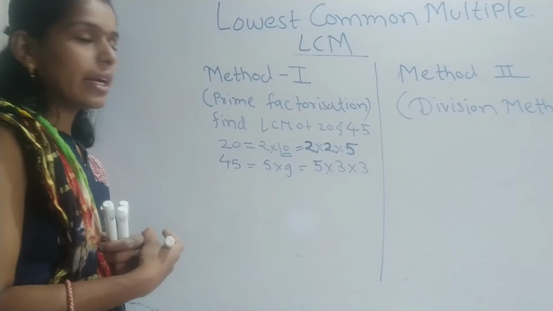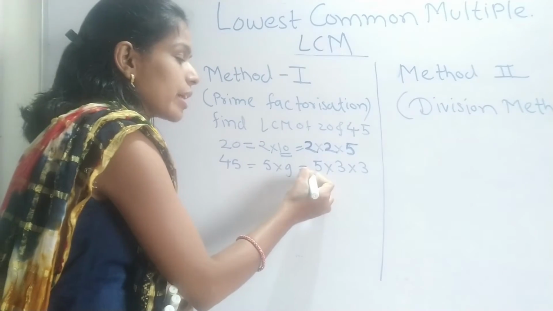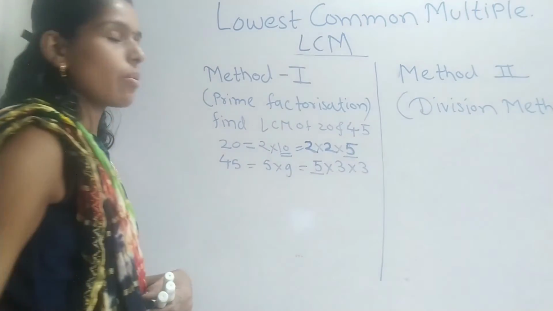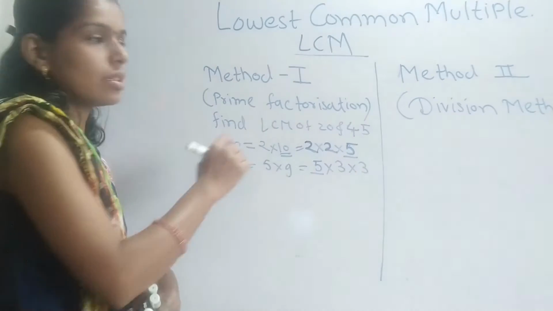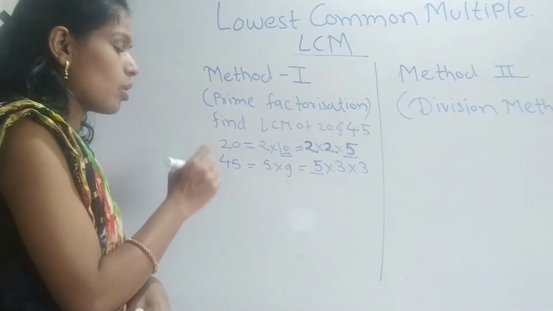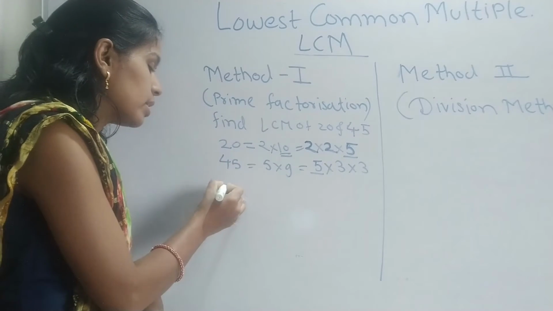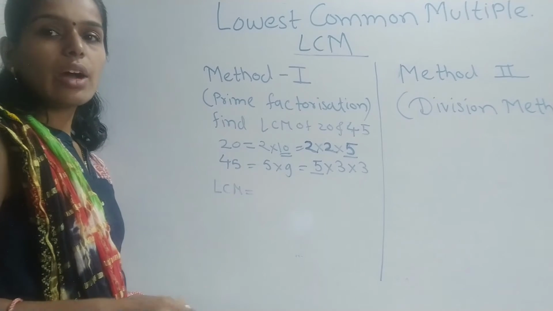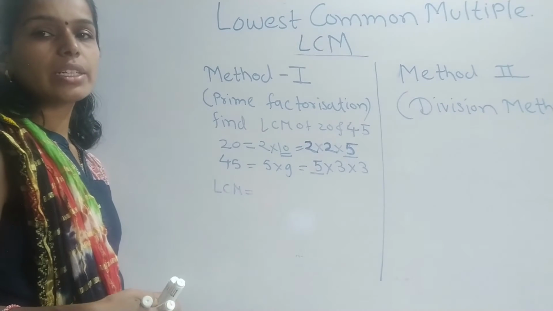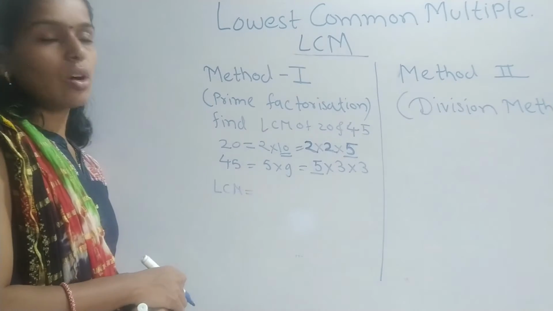Firstly we have to find its common factor. See here, 5 is the common factor, and these two are uncommon factors. Here 2 is uncommon and 3 is also uncommon. So to find the LCM of the given numbers, what we have to do? We have to take common factors and multiply them with the uncommon factors.